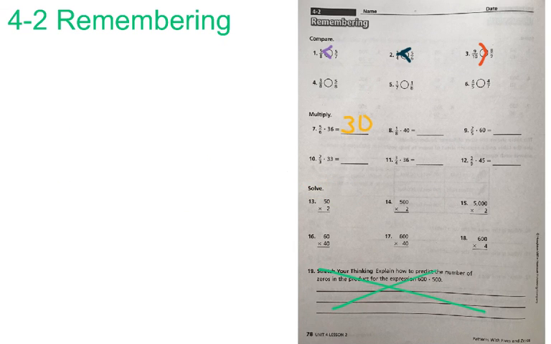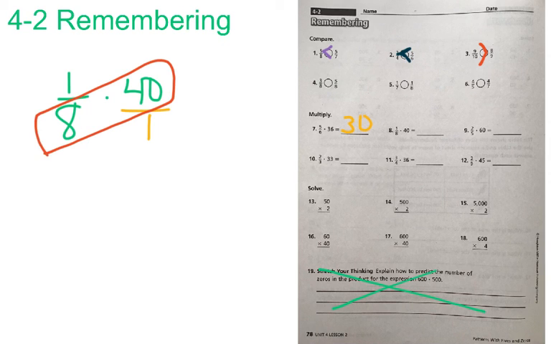Let's look at number 8. We have 1/8, and we're multiplying 1/8 times 40. In order to write 40 as a fraction, I have to write 40 over 1. And now I can again cross simplify, because 8 is a factor of 40, because 8 can go into 40 5 times. 8 times 5 is 40. So 8 can go into 40 5 times. 8 can go into 8 one time, because 8 times 1 is 8. Then what I have is 1 times 5 is 5, and 1 times 1 is 1. And 5 over 1 is equal to 5. And your answer here is 5.